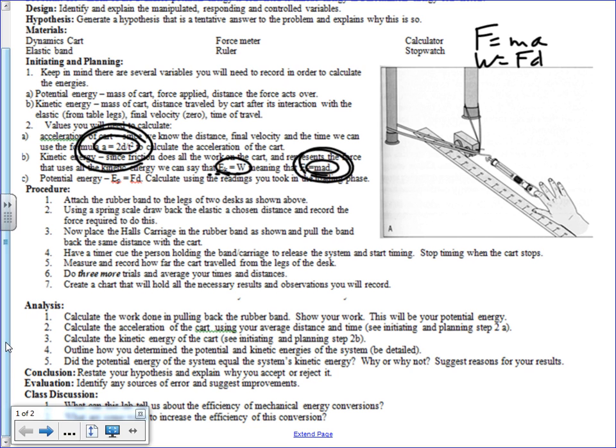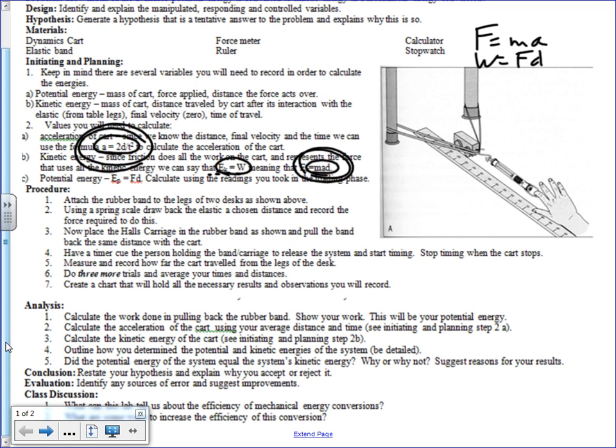So in the analysis here, it's asking you to do a lot of the stuff it's explaining up here in the initiating and planning. So calculate the work done in pulling back the rubber band. Show your work. That's a relatively easy calculation. Calculate the acceleration of the cart using this formula. Show me your calculations. Calculate the kinetic energy doing this. And then outline how you determined the potential and kinetic energies of the system. That's what we just talked about.